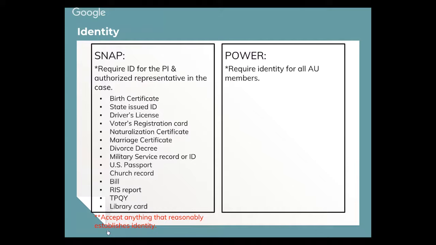Now for POWER, we do require identity for all assistance unit members. We can't specify that it has to be a birth certificate, though that is the most convenient form of identification that they could bring in, and then that also helps to cover identity and citizenship and age. But we can't require that. There are other options. Again, we just need to go through what all of those options are. Does it reasonably establish the identity of this individual? And then make sure that we're narrating it really well. And if you question it, talk with your supervisor about it.